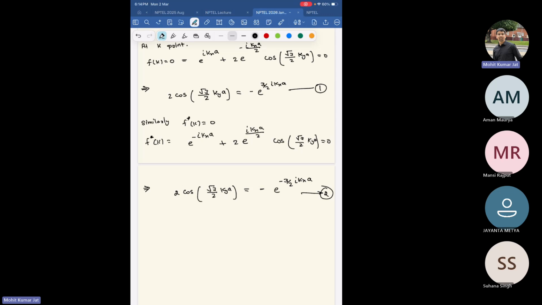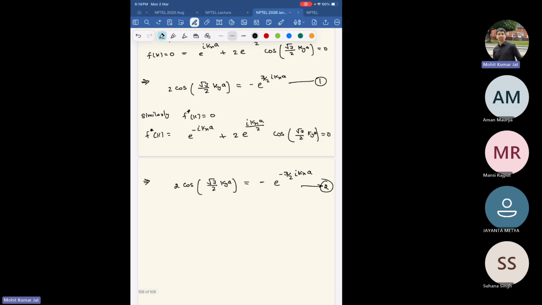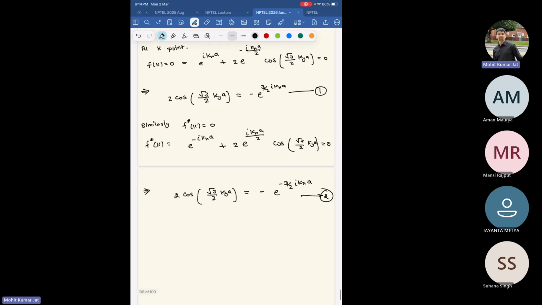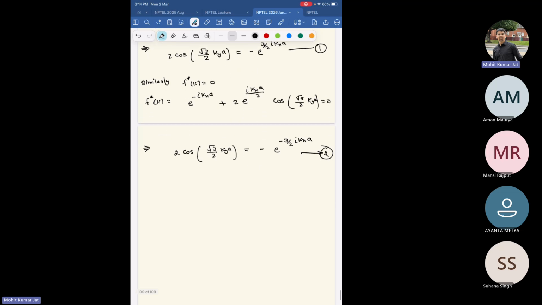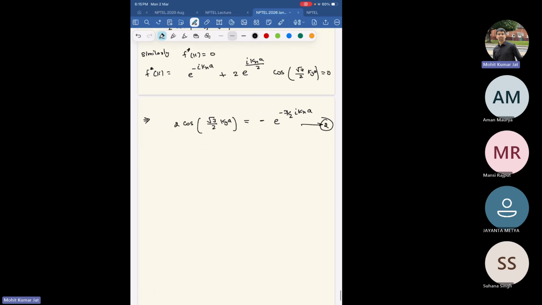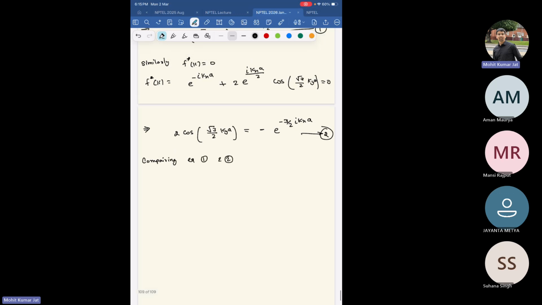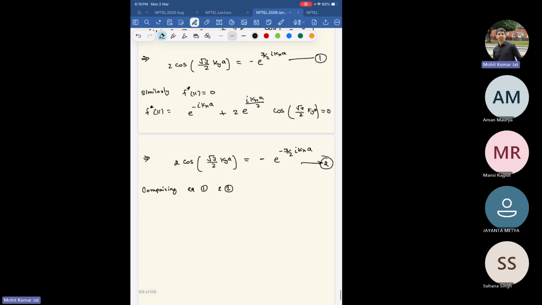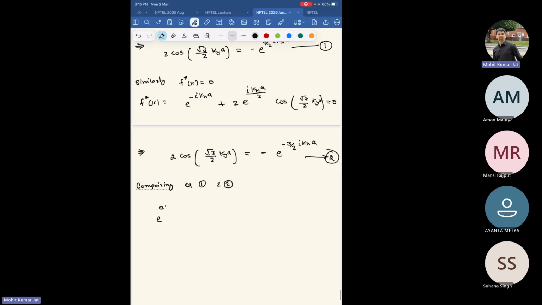Since the LHS part of equation 1 and equation 2 is the same, and the RHS part is different, they equate. So comparing equations 1 and 2 gives you e to the power 3 by 2 i kxa equals e to the power minus 3 by 2 i kxa.